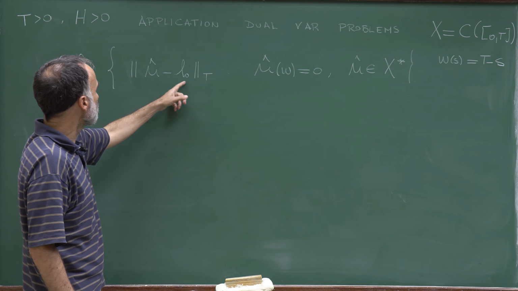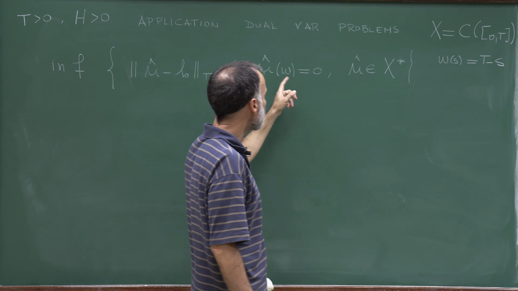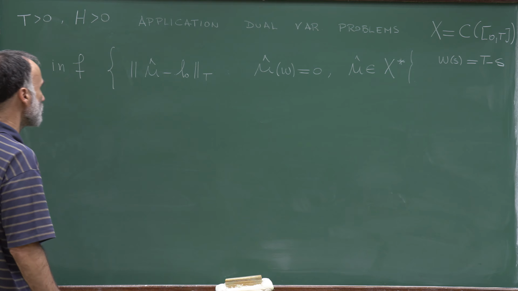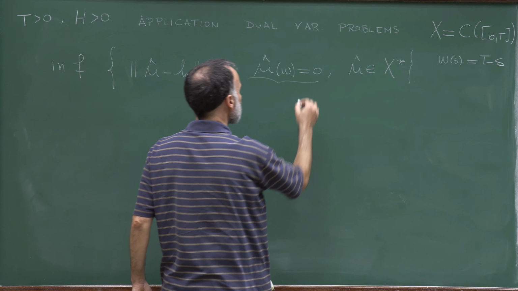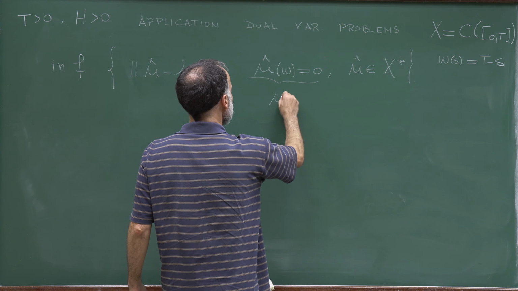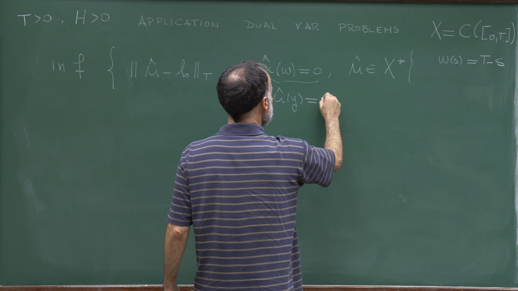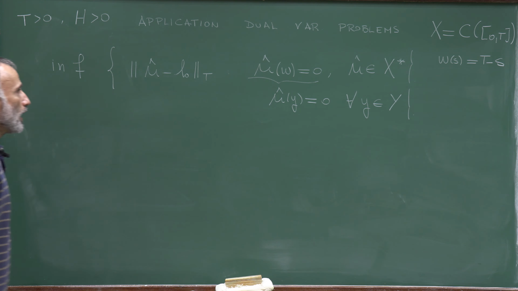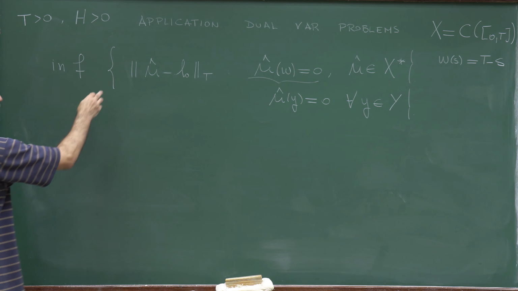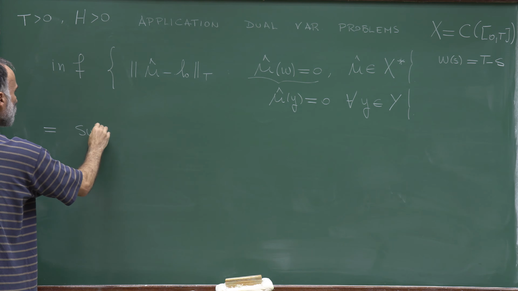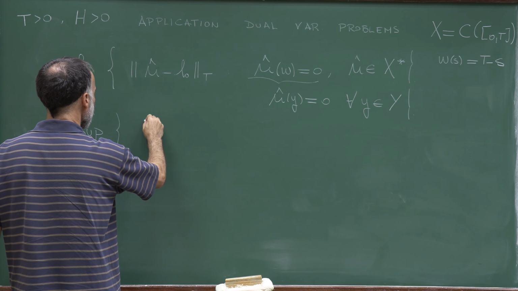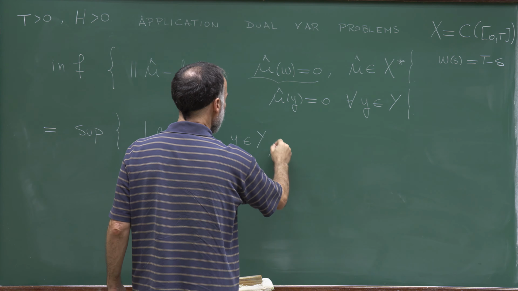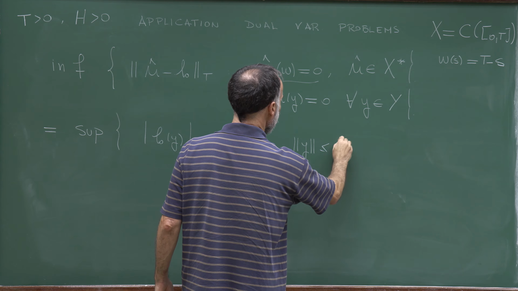So I just rewrote the variational problem we want to solve, and the condition. Recall that X is the space of continuous functions, this is the dual, and W(s) is T minus s. Now, requiring that mu hat of W is equal to 0 means that what we are actually asking is that mu of Y is equal to 0 for all Y in Y. And we have seen that this variational problem is equivalent to the following one: the supremum of L0 of Y for all Y in Y with norm bounded by 1.